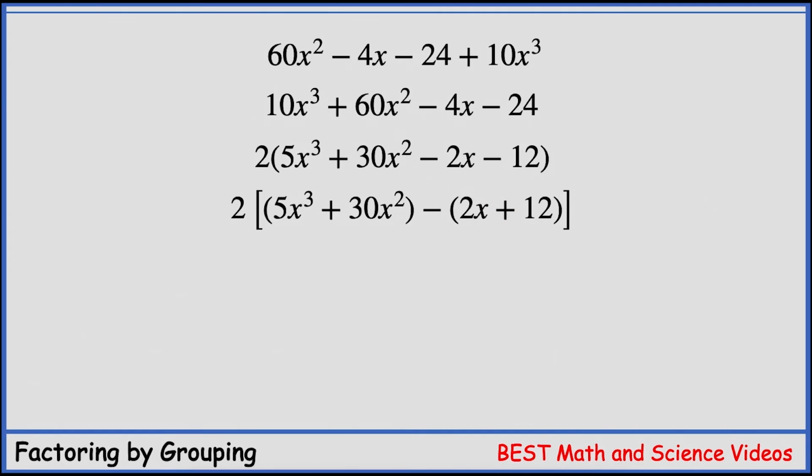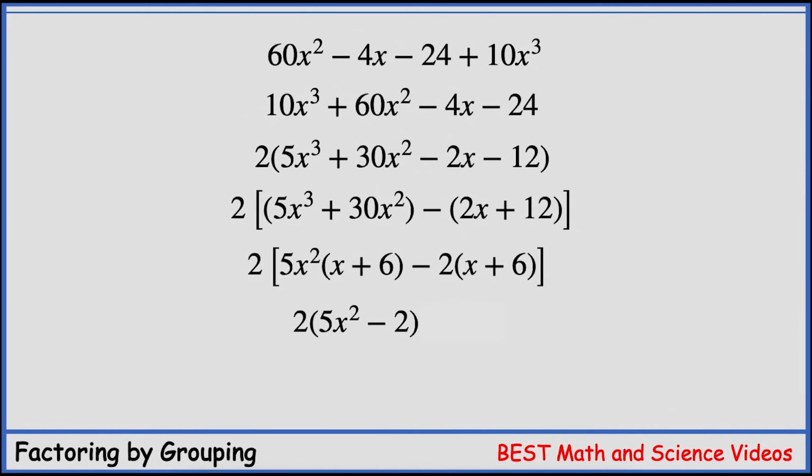Next, factor out the greatest common factor from each group. So factor 5x squared from the first group and factor 2 from the second group. The remaining parts are both x plus 6. So gather the outside parts, 2 times 5x squared minus 2, and multiply it by the parts in common, x plus 6. And this is the factored form of the original expression.